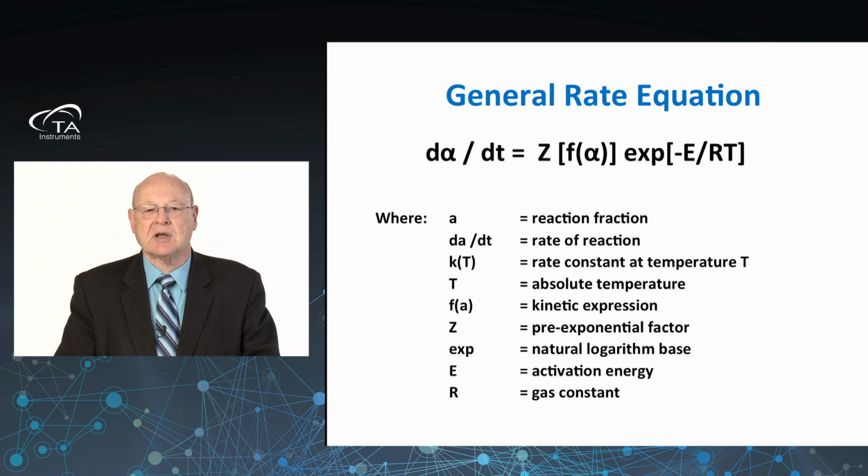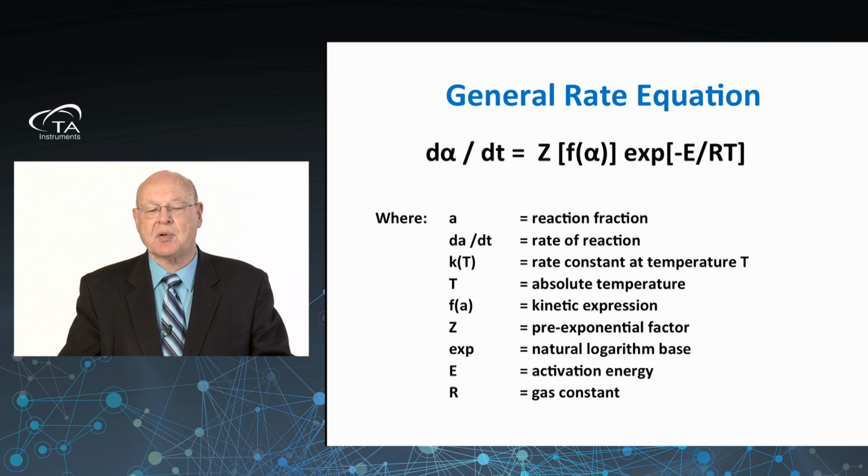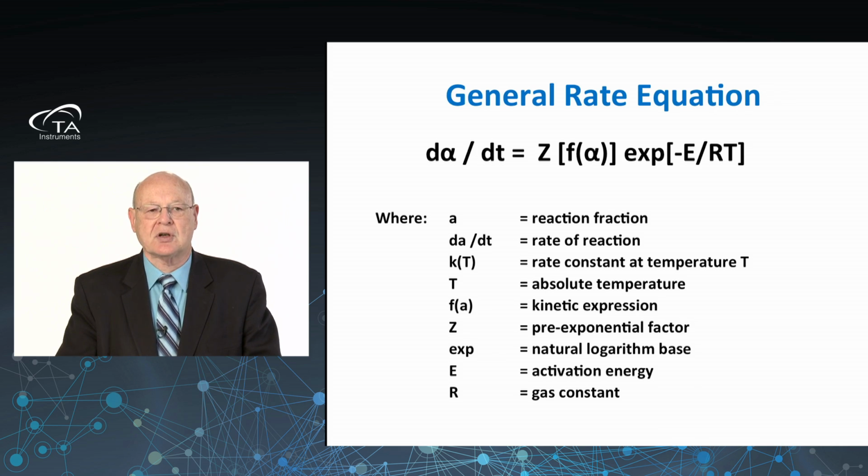The next term is described as f of alpha. That is, it's the kinetic expression, the model for the particular reaction, how the reaction depends upon the concentration of the reactants. And finally, on the right-hand side, we have an exponential term in which we have the activation energy, one of the parameters that we want to determine, and reciprocal temperature.